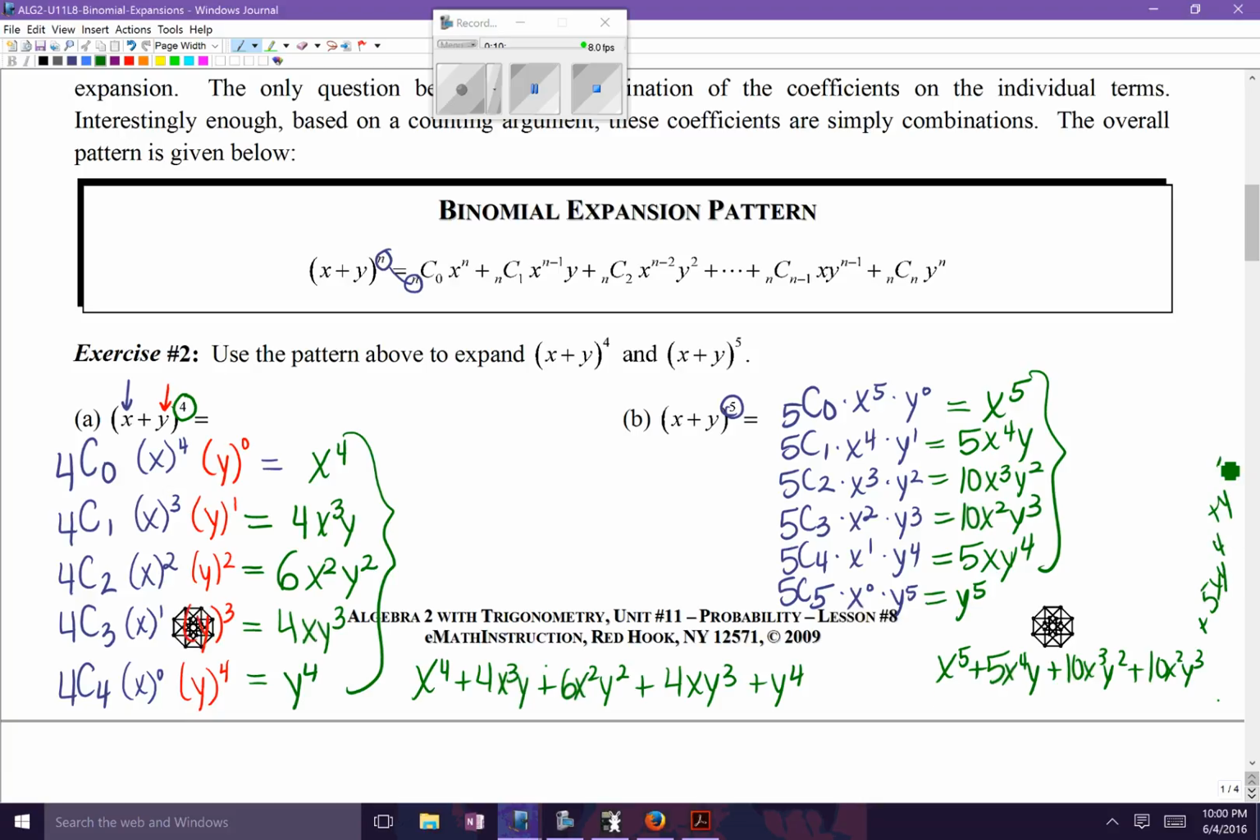And just as before, each term has a degree of 5 because that was what I was asked to expand. Okay, let's see what's on the next page. I can hardly wait.